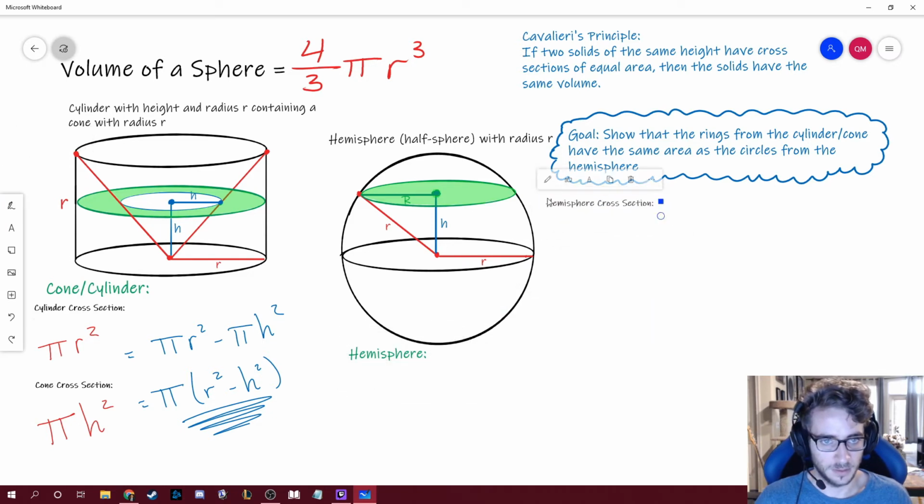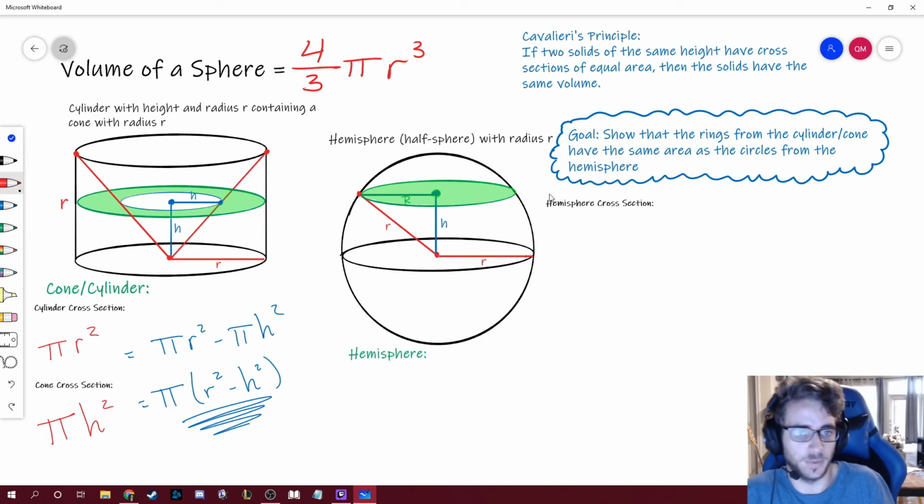That's kind of how we're going to make this satisfy Cavalieri's principle. So let's begin. We know that the area of the circle is pi big R squared. So we need to find big R.